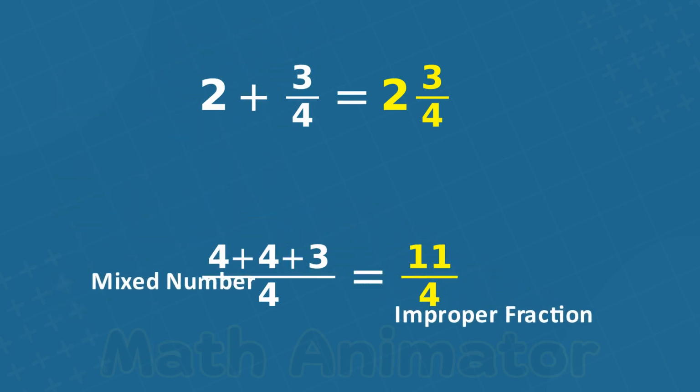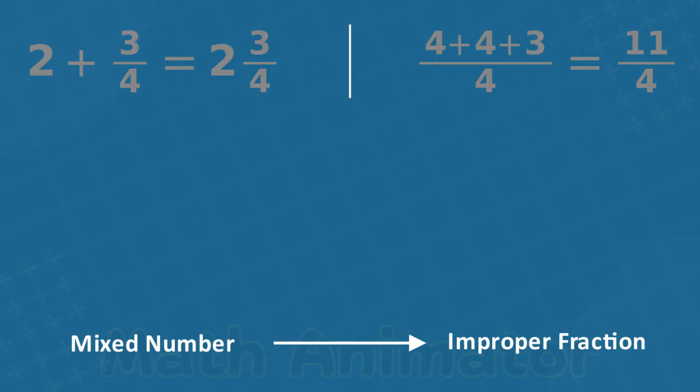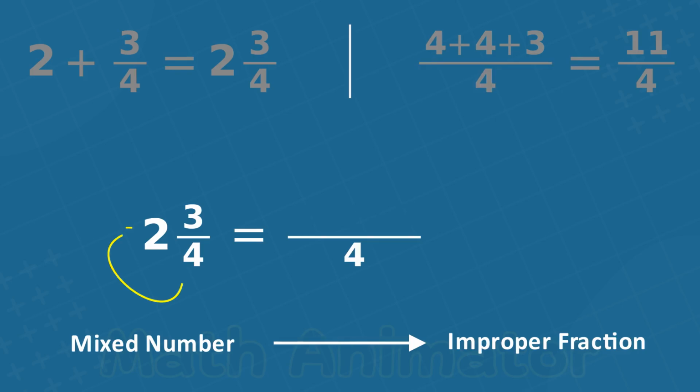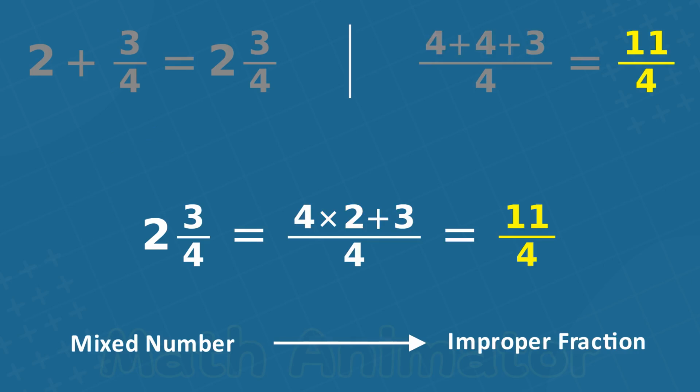Now, let's explore how to convert a mixed number into an improper fraction. Starting with the mixed number 2 and 3/4, we know it is equal to a fraction with the number 4 as the denominator. To find the numerator, multiply the denominator 4 by the whole number 2, and then add 3 to the product. Finally, we get the improper fraction 11/4.